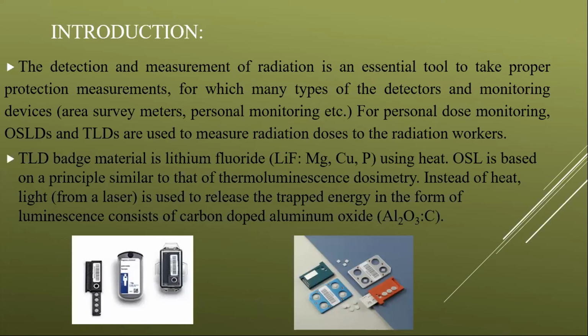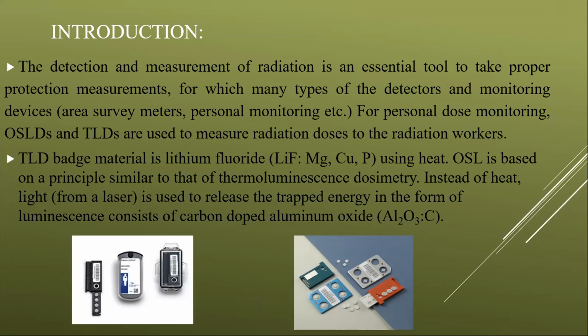Moving toward the introduction, the detection and measurement of radiation is an essential tool to take proper protection measures, for which many types of detectors and monitoring devices are used, like survey area meters, personal dose monitors, etc. For personal dose monitoring, OSLDs and TLDs are used to measure radiation dose to the radiation workers.